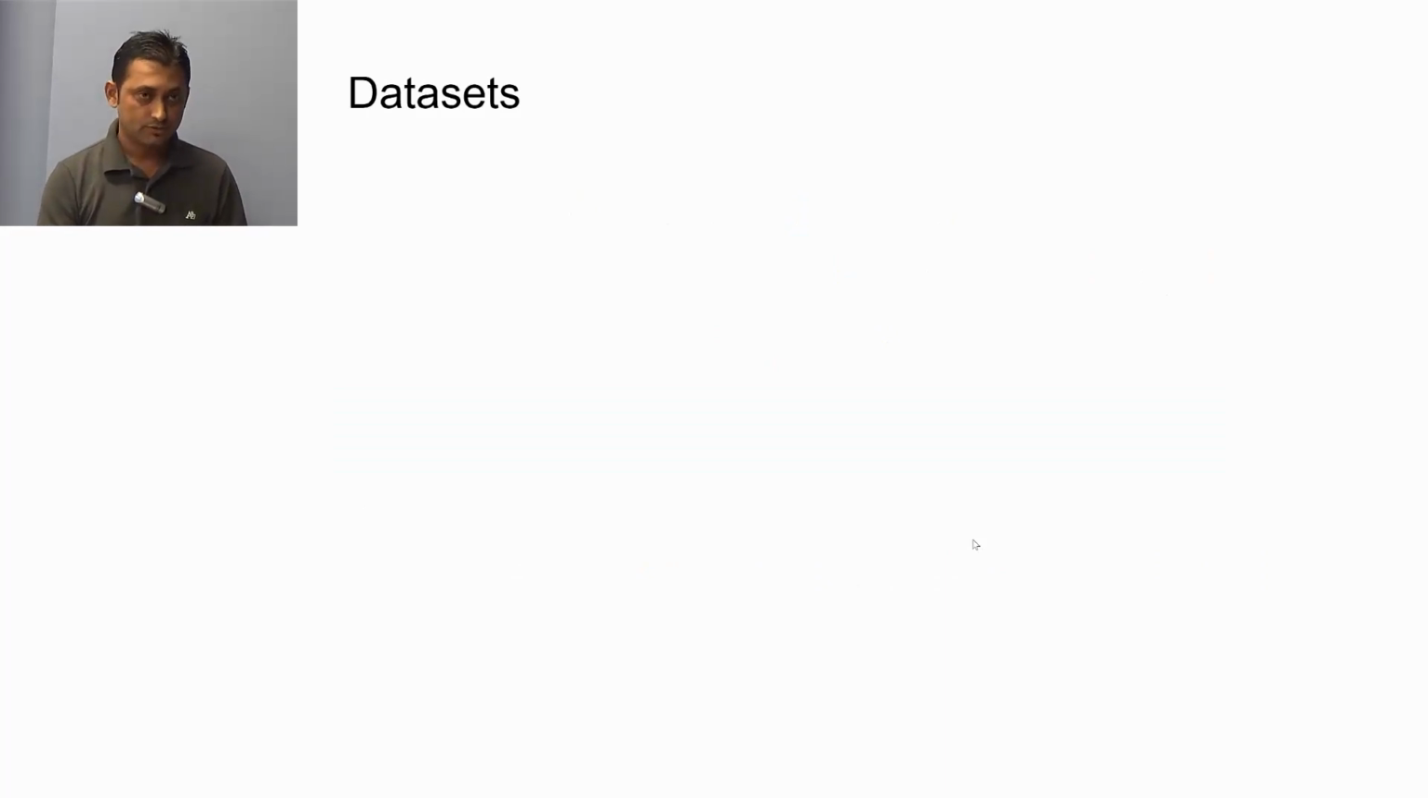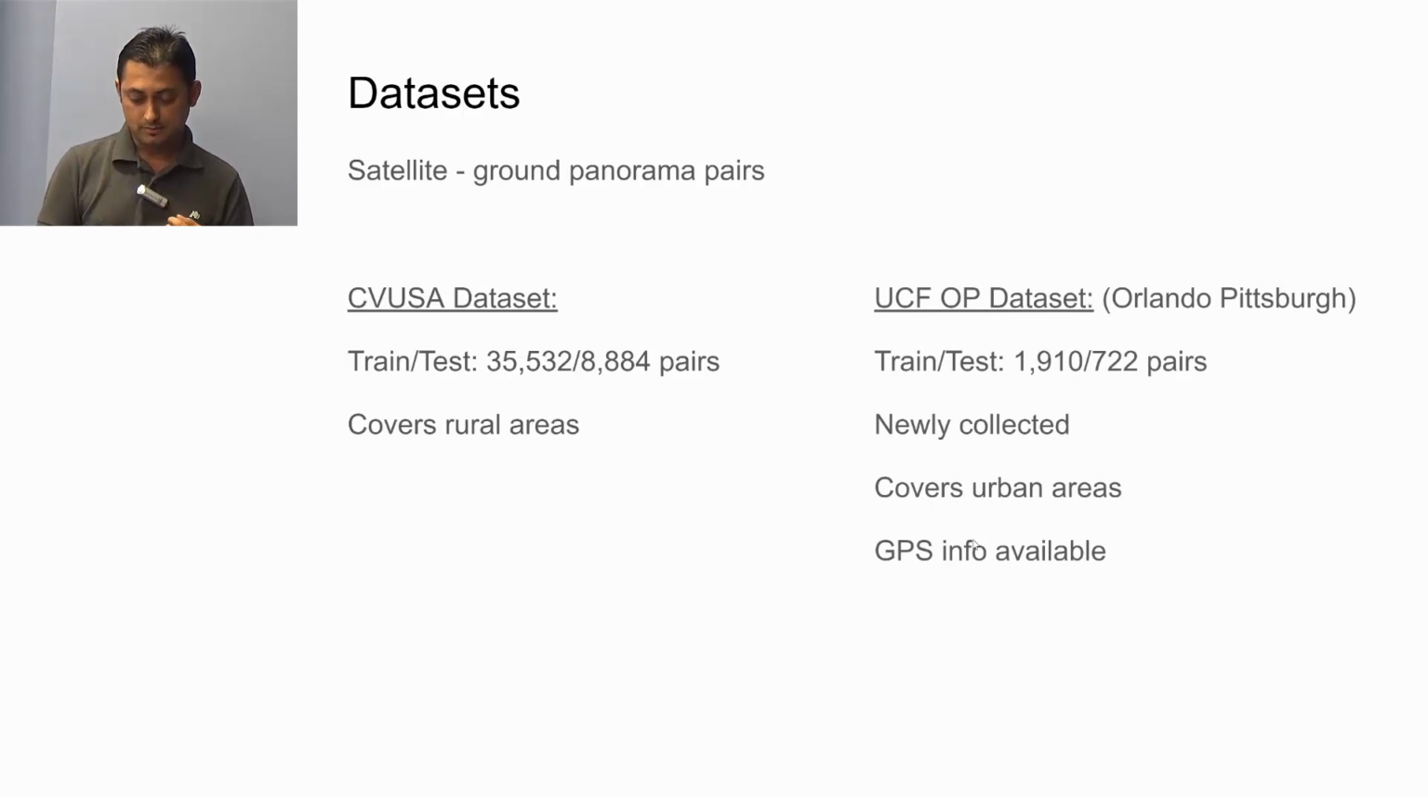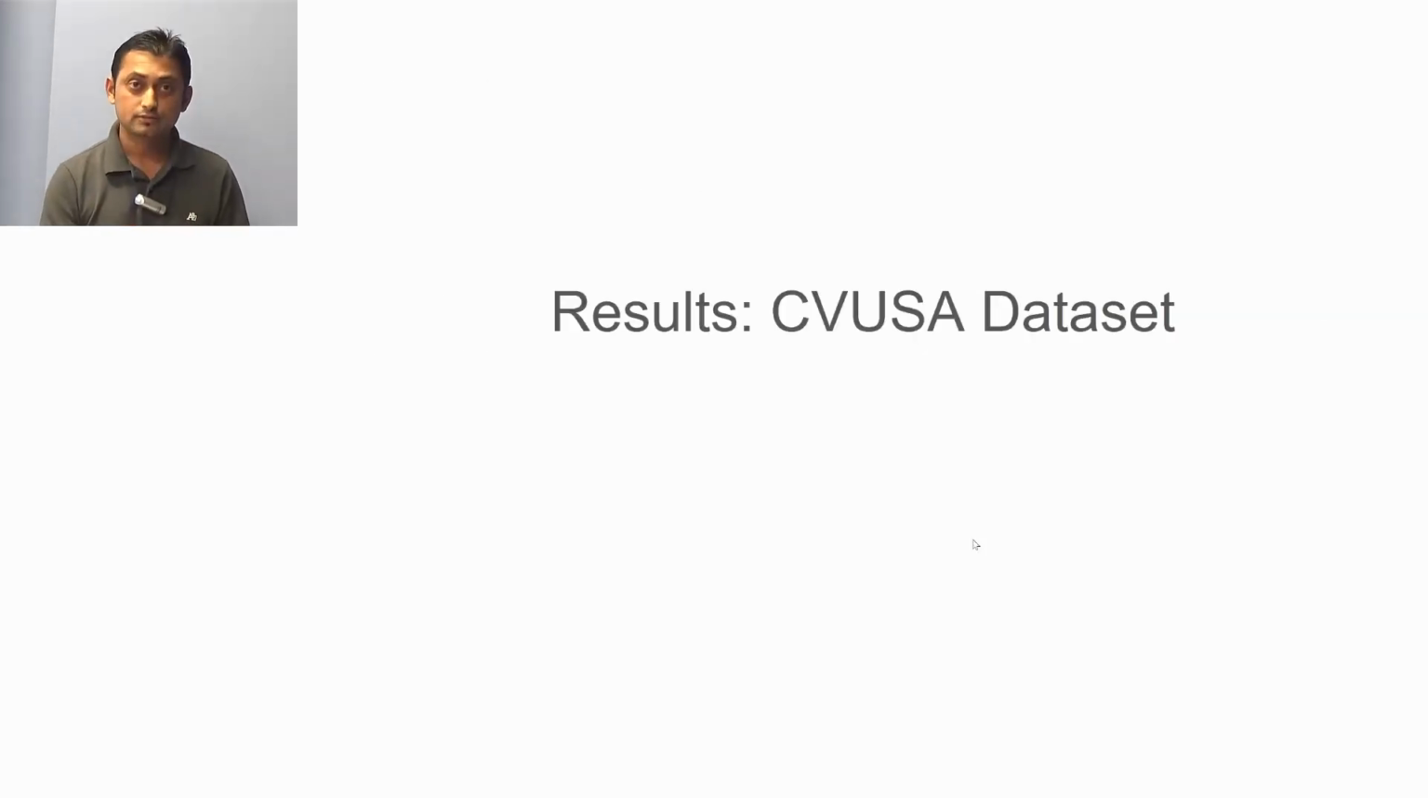So for our experiments, we used aerial and ground images as the cross-view image pairs. And we used two datasets. The first one is the CVUSA dataset that has 35K training samples and 8,884 pairs of test samples, and it covers the rural areas of the US. The other dataset was a newly collected dataset by us. It covers urban areas of Orlando and Pittsburgh, and it has GPS information available. The training set has 1,910 images, and the test set has 722 image pairs. So let's look at some of the results.